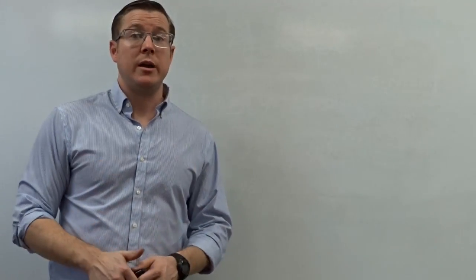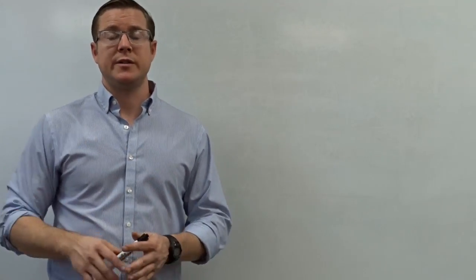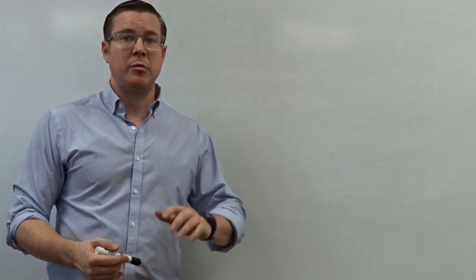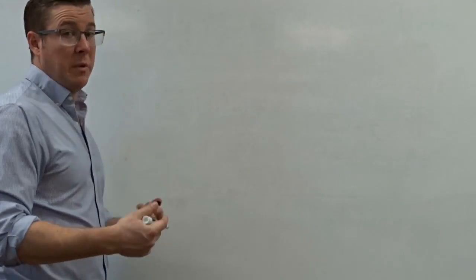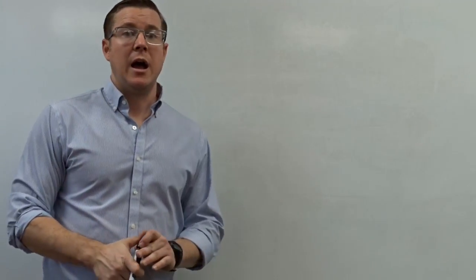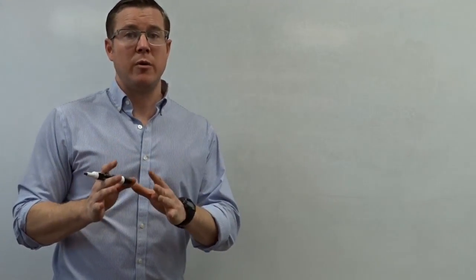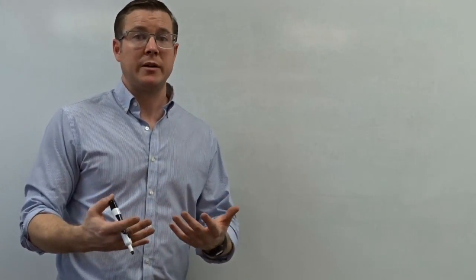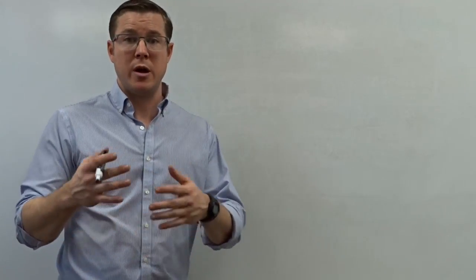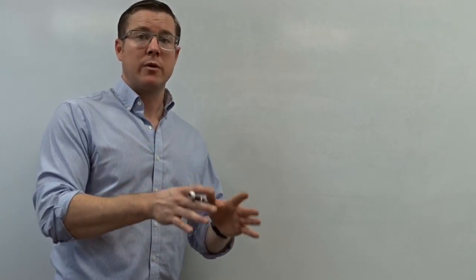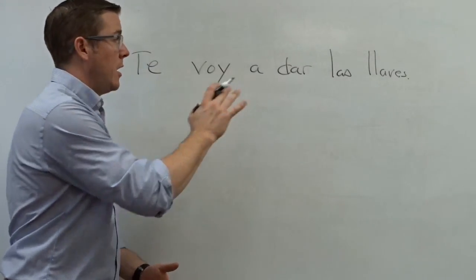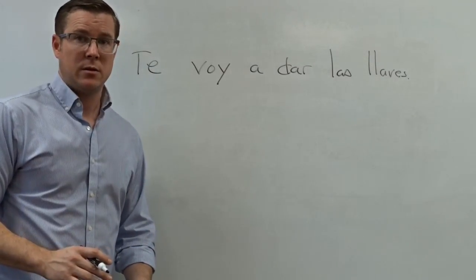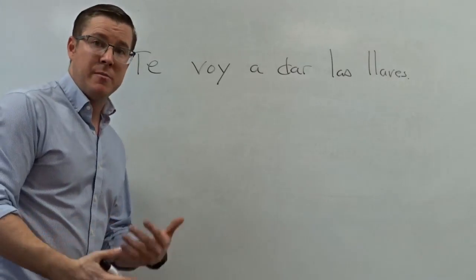Now, what about indirect objects in compound verb phrases? Same rules apply that apply to direct object pronouns. Okay? So, meaning that I want to put the object pronoun, in this case we're talking about indirect objects, so the indirect object pronoun, I want to place that before the conjugated verb. Okay, here's a sentence. Te voy a dar las llaves. Let's identify my verb.